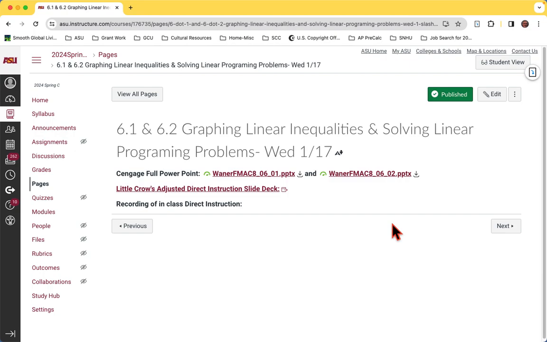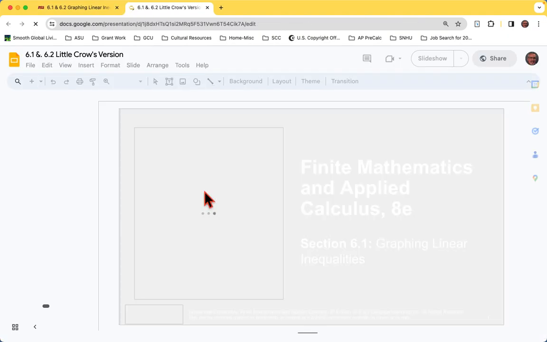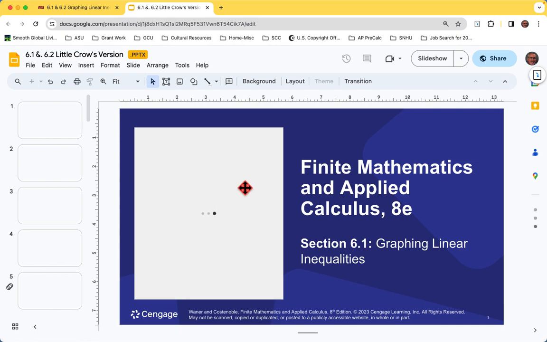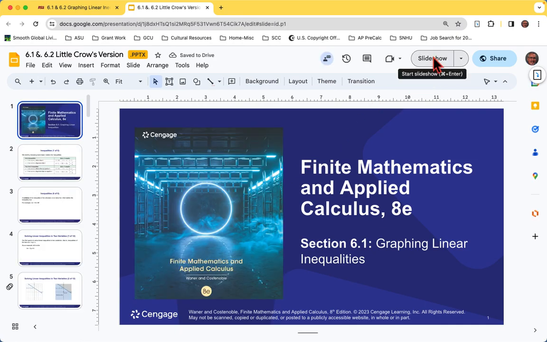They have a lot of sort of foundational information in there. They might be helpful. I cut a lot of it out just to get to the chase. So that's my adjusted one. We'll go with that, and we'll just dive into this.